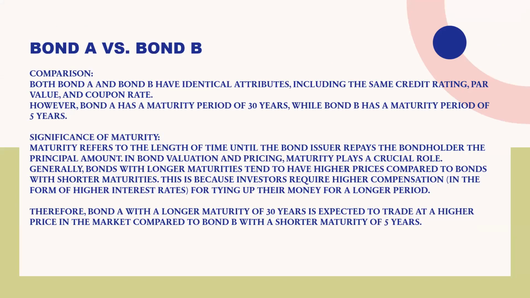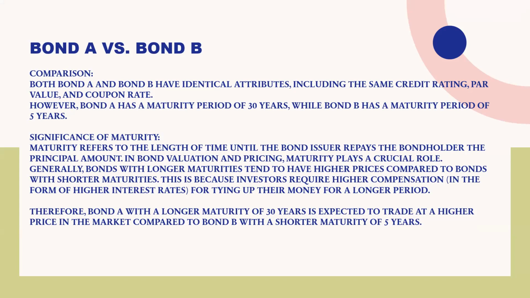And next is bond A versus bond B. In this slide, we can compare the two bonds, A and B. They both have the same credit rating, par value and coupon rate. However, there is one key difference: their maturity. Bond A has a maturity period of 30 years, while bond B has a maturity period of 5 years.